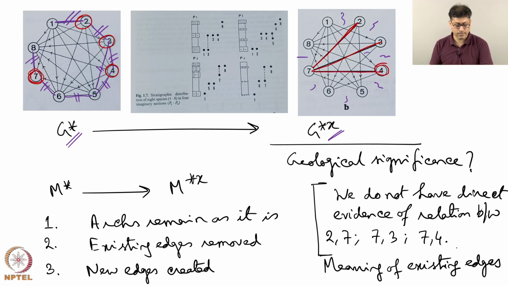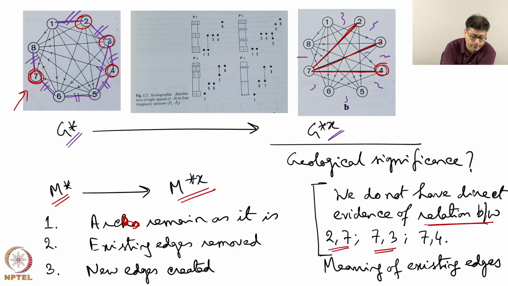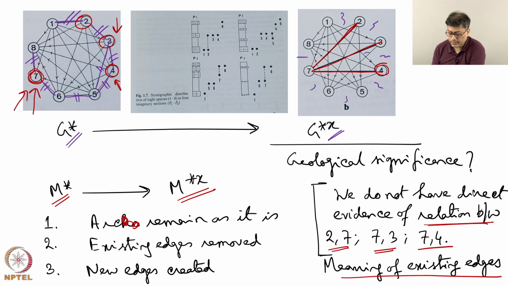So, this operation from G star we can write G star X. A new operation is done. Matrix wise M star will become M star X. When we said that 2 and 7 are not connected, that means as per the diagram we do not have direct evidence of relationship between 2 and 7, similarly between 7 and 3 and between 7 and 4. This is the meaning of the existing edges.